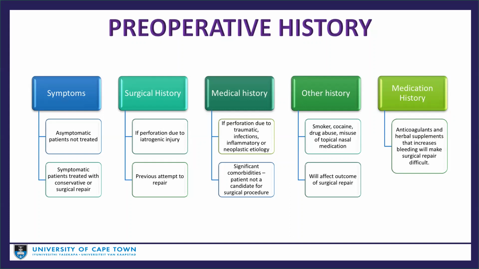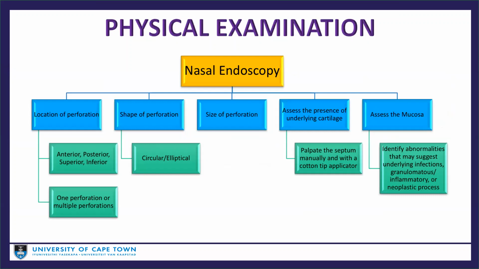In medical history, we want to know comorbidities, as we want to know is the patient fit for general anesthesia, and if there is any traumatic, infectious, inflammatory, or neoplastic etiology we could think of. We must also find the drug history, whether he is a cocaine abuser, a smoker, and if there's misuse of topical nasal medication. And in medical history, we want to see is the patient on anticoagulation.